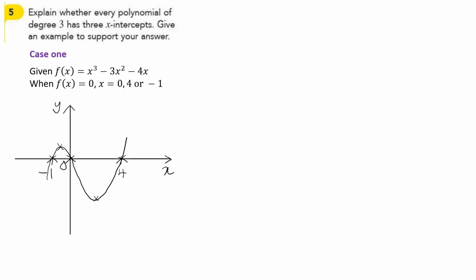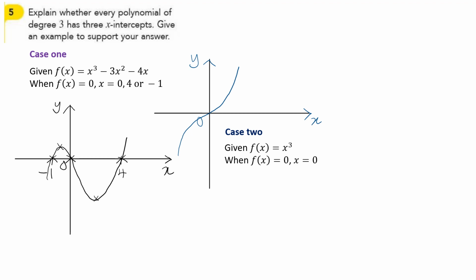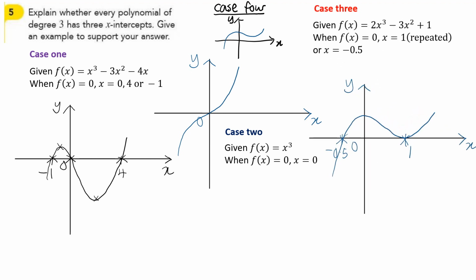Right, so case number 1, it could be the curve has 3 x-intercepts, 3 distinct roots. But it can also be such a case where there's only one real solution, that's x equals 0. Or it could be a case 4 where it's only one real root. Or case number 3 could be one real root, and the other one is repeated. Okay, so in this case, it depends on which case you want to state. You can state case 2 as an example to show that it is not true, right?